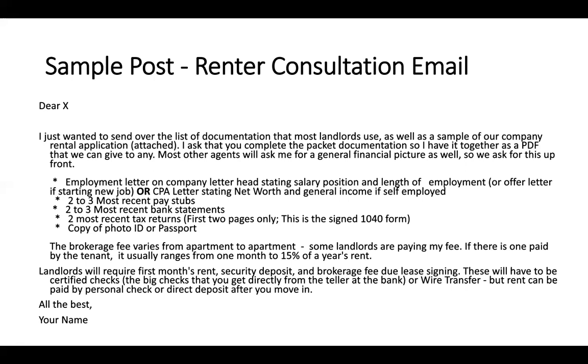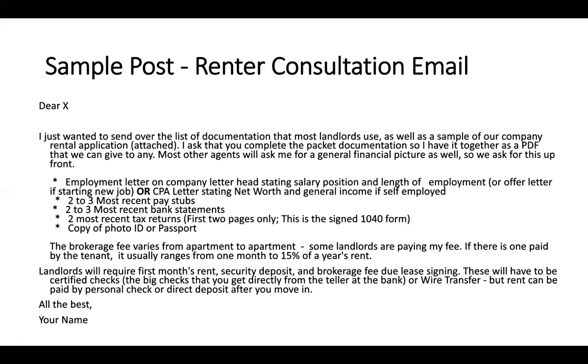I just want to send over a list of the documentation that most landlords use, as well as a sample of our company rental application. I ask that you complete the packet so we have it together as a PDF that we can give to anyone or any property that you find. Most other agents will ask me for a general financial picture as well, so we ask for this up front, right? That's just saying, hey, it's good for me to have this so we know what you can qualify for, so we know what's needed, right?